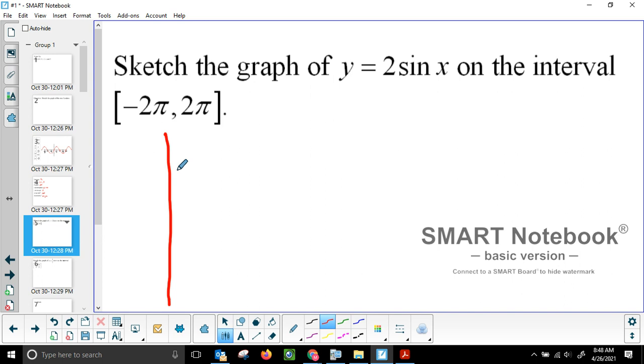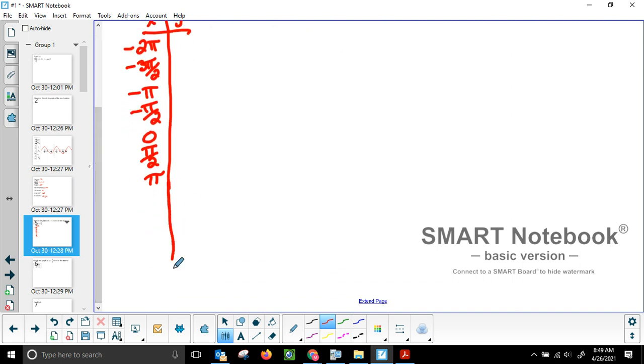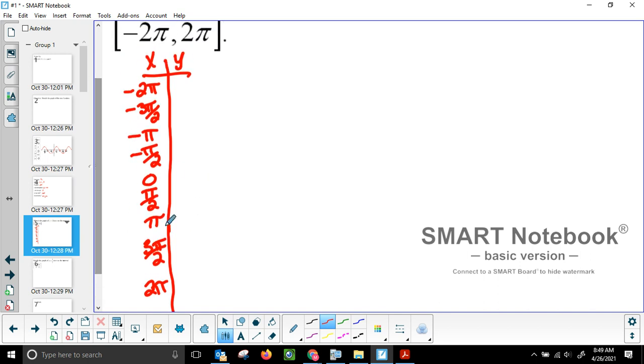So if we create our xy table again, and it says from negative 2 pi to 2 pi, I'll say, okay, negative 2 pi, negative 3 pi over 2, negative pi over 2, 0, pi over 2, pi, 3 pi over 2, and 2 pi. All right, so now we can think about these since we already marked these down on our last graph.